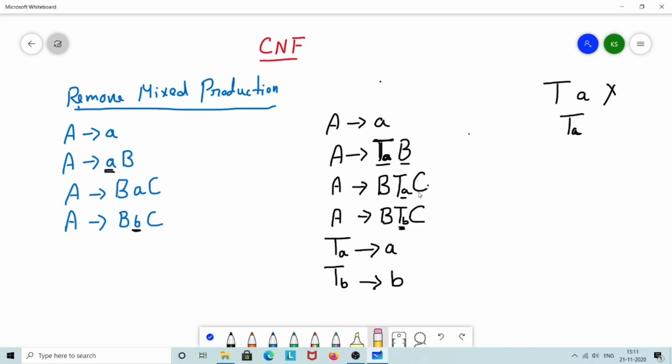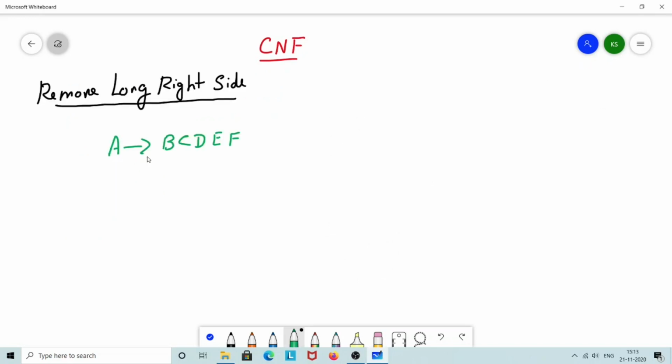Now finally we will see how to remove long length production from the grammar. Finally, we will see how to remove the long right side in my context free grammar. So here I have A gives B, C, D, E, F. This is not a mixed production because there is no mixture of terminal and non-terminal on the right side. So everything here is a non-terminal, but as per Chomsky's normal form, I can have only two non-terminals on the right hand side. So I have multiple here. So by some method I need to address this issue, right? So we will see how this can be done.